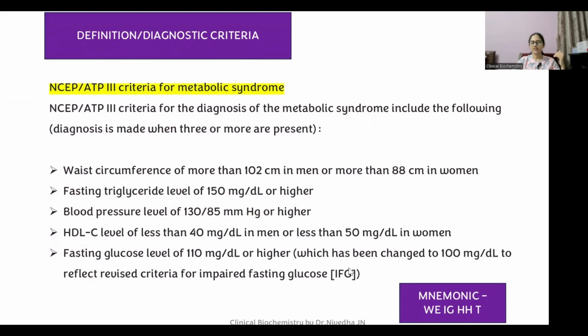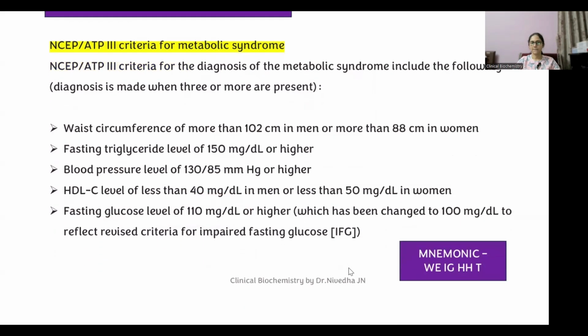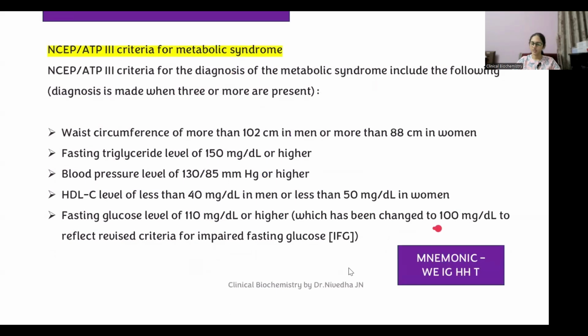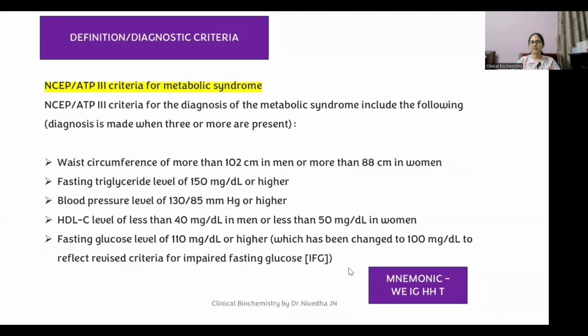Then HDL cholesterol level if it is less than 40 in men and less than 50 in women. That should raise the suspicion of metabolic syndrome. So less than 50 itself is considered a criterion for metabolic syndrome, remember. Then fasting glucose level of 110 milligram per deciliter or higher. This has been changed to 100 milligram per deciliter to reflect the revised criteria for impaired fasting glucose. So 110, 100; this is the recent one.